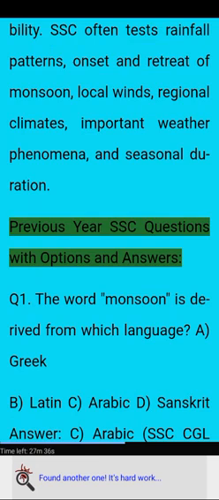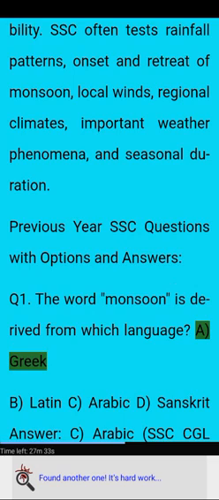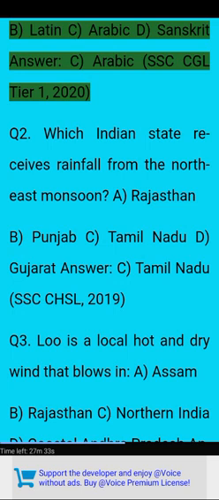Previous year SSC questions with options and answers. Q1. The word monsoon is derived from which language? A. Greek. B. Latin. C. Arabic. D. Sanskrit. Answer. C. Arabic. SSC CGL Tier 1, 2020.